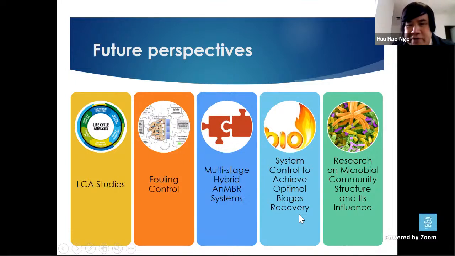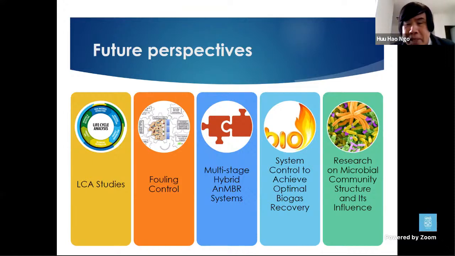System control to achieve optimal biogas recovery. This is another thing we have to work on, especially the operating condition, the bioreactor operating condition. Or we have to think about enzymes, how we can have different kinds of enzymes to support the different pathways to increase the biogas production.